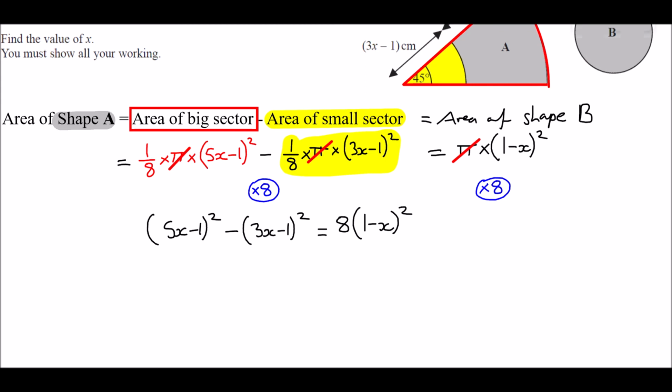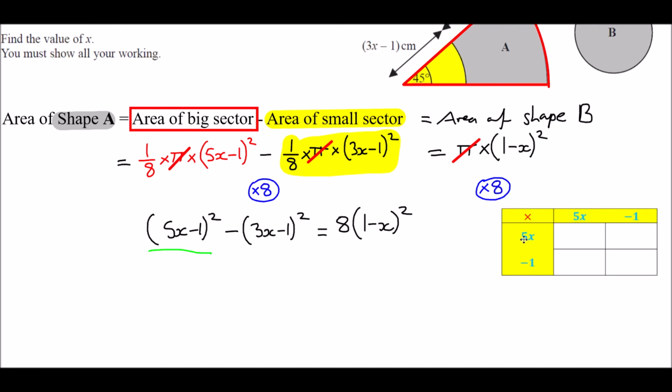So the first one to expand is 5x minus 1 all squared. If you're going to do 5x minus 1 all squared, best to consider it as 5x minus 1 times by 5x minus 1. So it's this bracket written out twice, essentially. So think of it like this. 5x times 5x would give us 25x squared. 5 times 5 is 25, x times x is x squared.